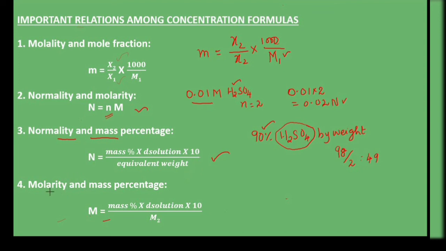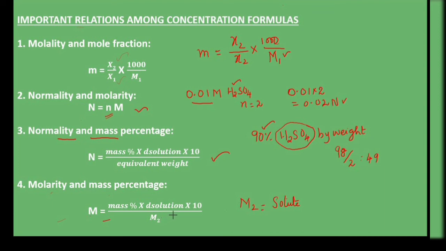And the next formula is the relationship between molarity and mass percentage. See, this is the formula. Capital M is equal to mass percentage into density of solution into 10, divided by M2. What is M2? It is the molecular mass of the solute. So if you know it, it is possible to calculate the molecular mass of the solute.